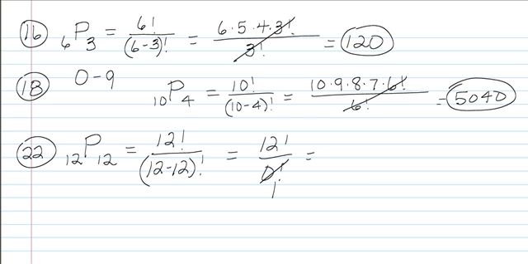And again, I'm going to use the calculator to calculate this. Okay, so we have 479,001,600 ways that they could schedule their visits.